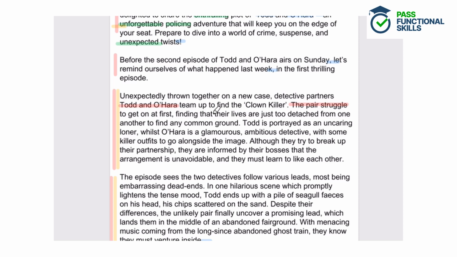"The pair struggle to get on at first, finding that their lives are just too detached from one another to find any common ground." And then we go on to explain both of the characters in this pair. So how Todd is portrayed and O'Hara is portrayed. And then, "although they try to break up their partnership." So we've explained that they're two very different characters. And then we've used this connective word, although, to lead on to the next sentence and explain what they do about this clash in personalities. So overall, the paragraph works together really cohesively to describe the characters.